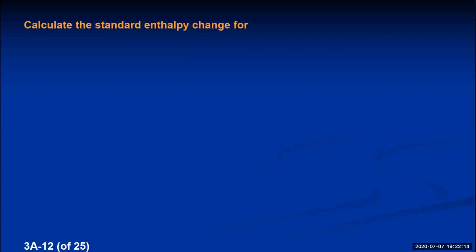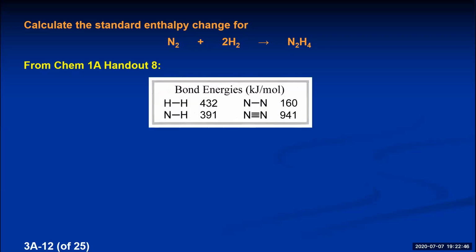Now, let's try to calculate an enthalpy change another way. We're going to calculate the enthalpy change for the reaction N2 plus 2H2 yields N2H4. And I want to do this by using bond energies because that's another way we can predict how much energy or heat is given off or absorbed in a chemical reaction. So we don't have any bond energies listed on the Chem 1B website, but on my Chem 1A website, you just go back to the home page, you can get to the Chem 1A website, go to handout 8, and there's going to be bond energies listed on there, and I've got a few of the bond energies listed right here.